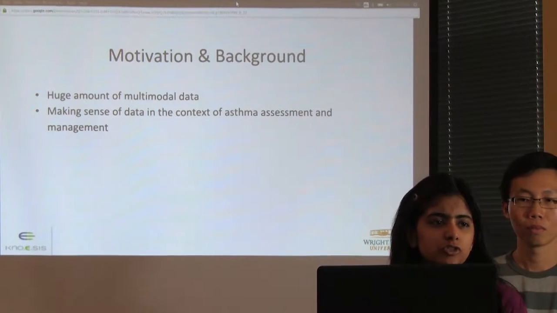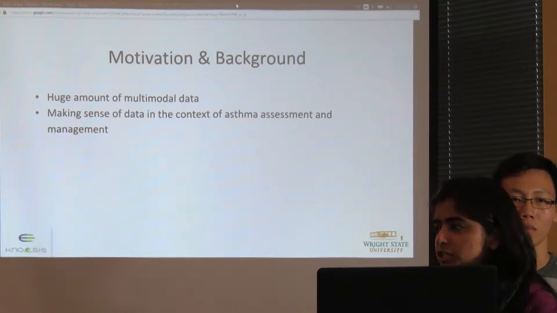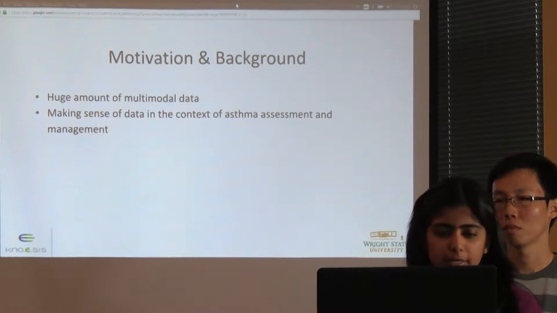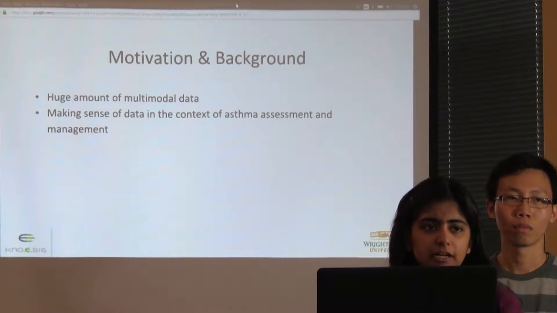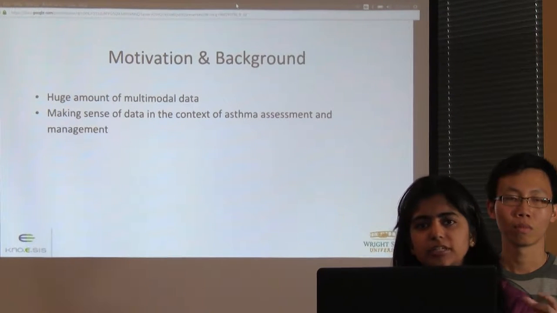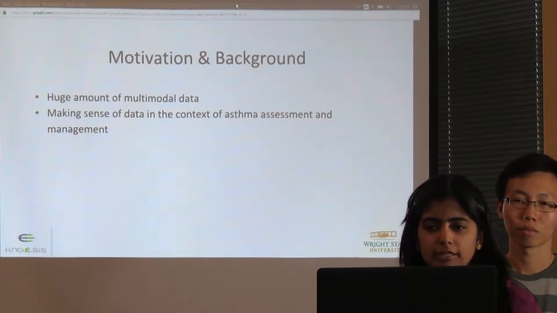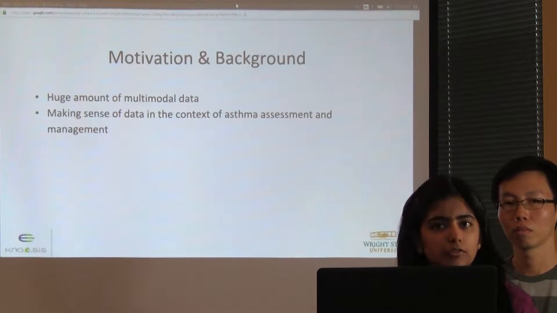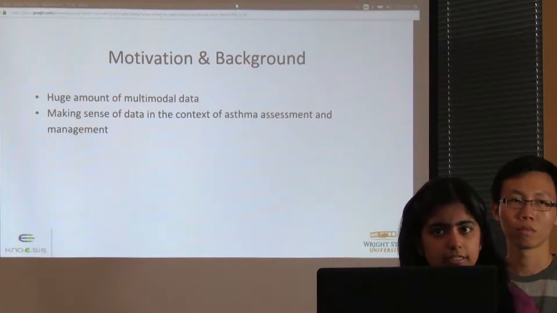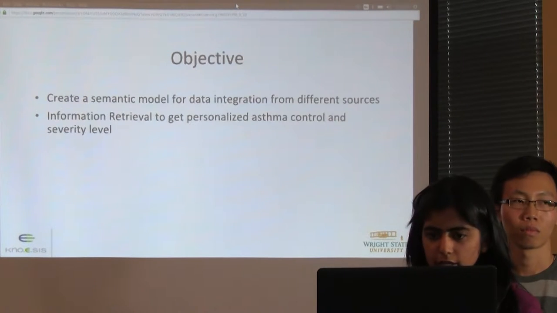So there's a huge amount of multimodal data in our project. We have sensor data, we have questionnaire data, we have data from web API. So what we want to do is make sense out of this data. We have a few rules: if pollen is high and nitric oxide level is high, can we say that the nitric oxide level of a patient is high due to pollen? So is pollen one of the triggers, or is something else going on in the environment due to which we are getting this high value?